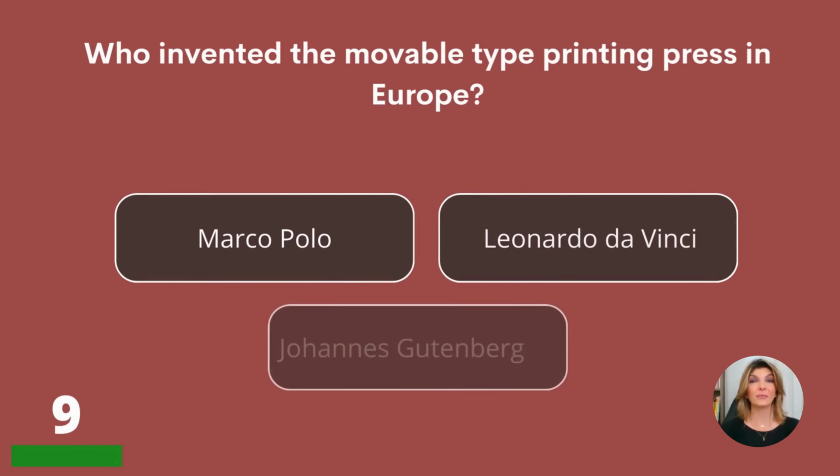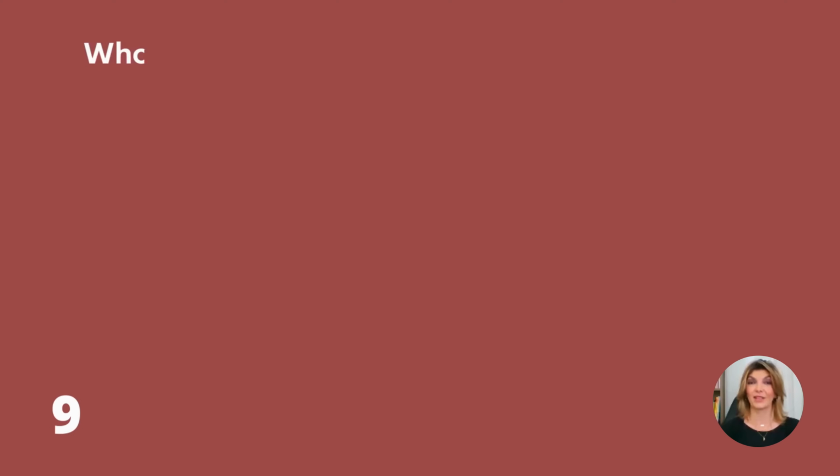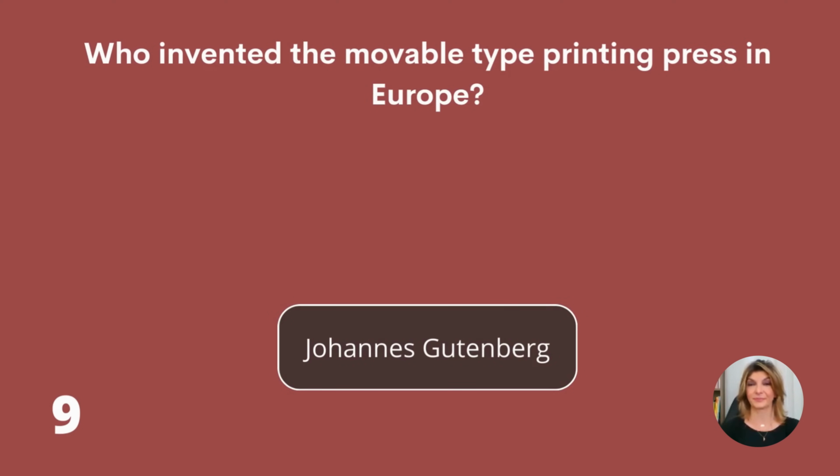Who invented the movable type printing press in Europe? Marco Polo, Leonardo da Vinci, or Johannes Gutenberg? Johannes Gutenberg.